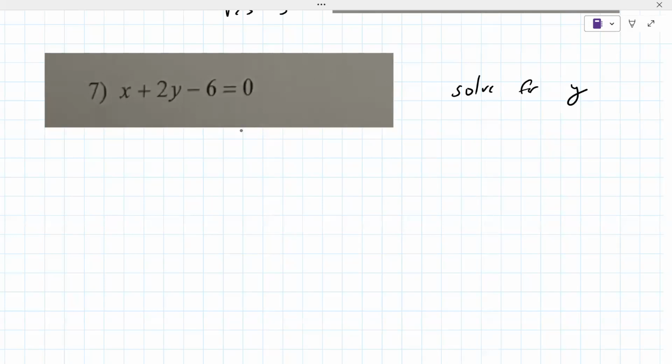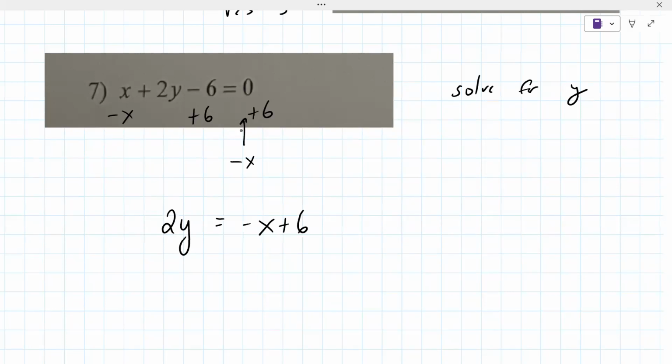I don't think I did it right. I have y equals 3 minus x over 2. Okay, let's move the 6 over and then subtract the x. It's better to put the variable first. So it's going to be 2y equals minus x plus 6.